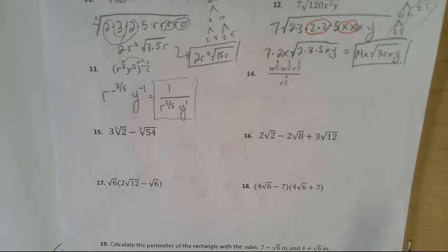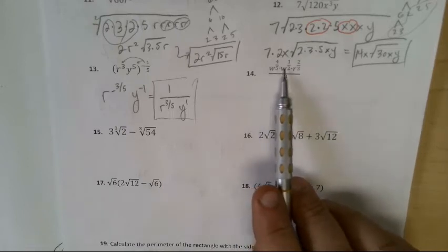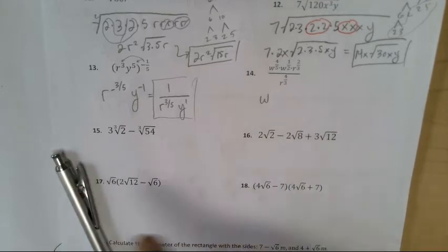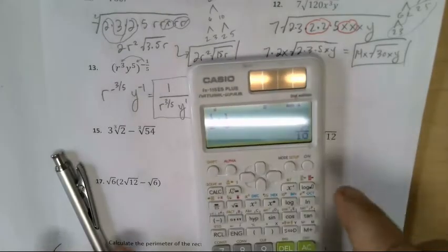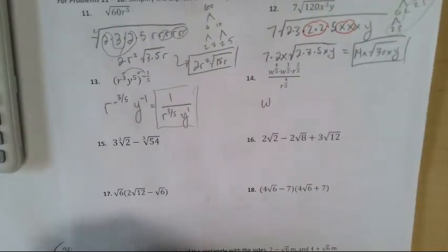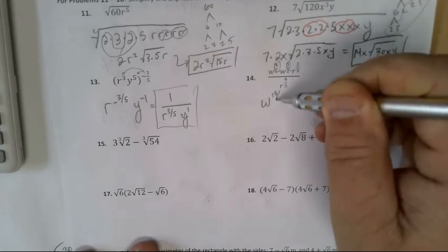Now, here, I'm going to add these. So w to the power of, what's 4/5 plus 1/2? I don't know. So 4/5 plus 1/2 gives me 13/10. So because these are multiplied, I'm going to add these, and I get 13/10.